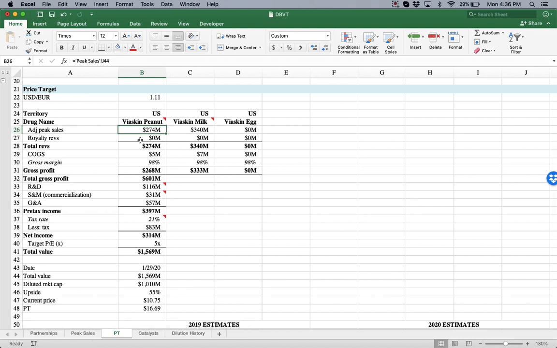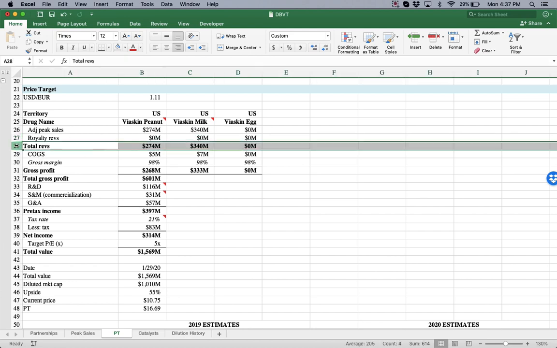This company, we're assuming they're going to commercialize on their own, so there are no royalty revenues. If a company, as we talked about previously on the partnership tab, licenses their drug to another company to sell it for them, then you wouldn't have any sales figure here. You would just report the revenue that we expect this company to receive. But so here are our total revenue estimates.